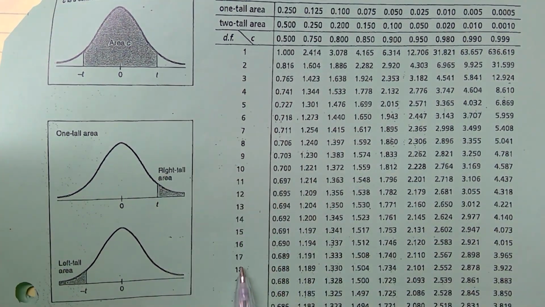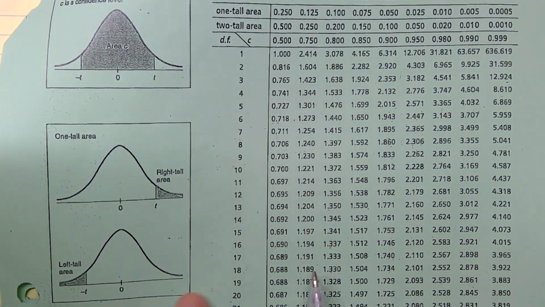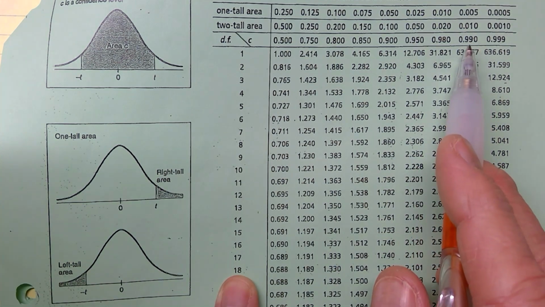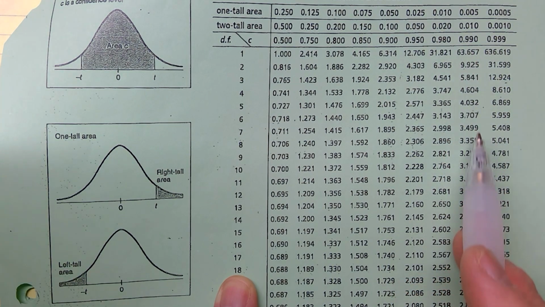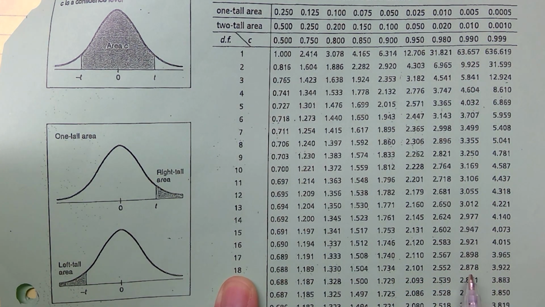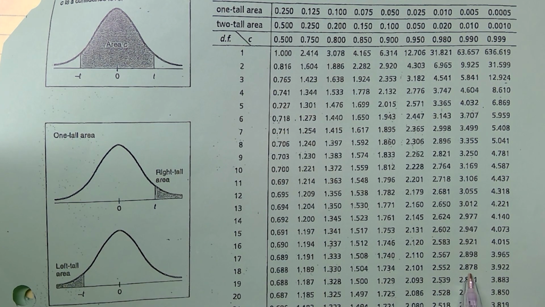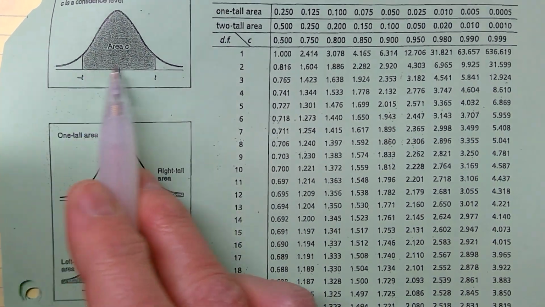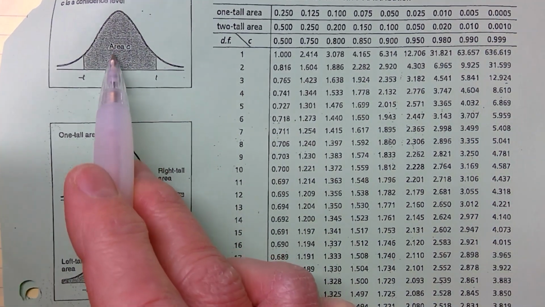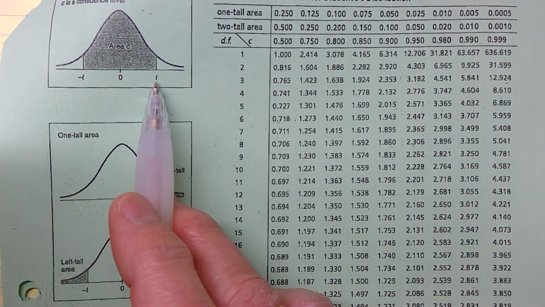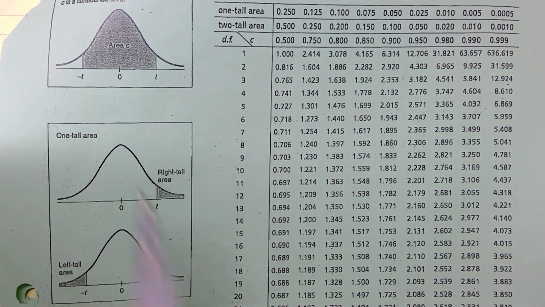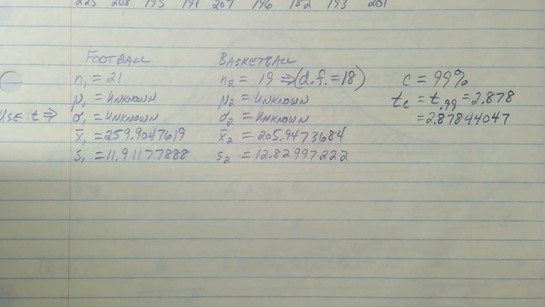I go down to 18, and then I want to go over to, let me hold my place here, over to 99% confidence level, C for confidence level. So a 99% confidence level, and that tells me that this number right here, 2.878, is the number that will fence in 99% of the area. So from negative 2.878 to positive 2.878 will fence in an area of 99%.